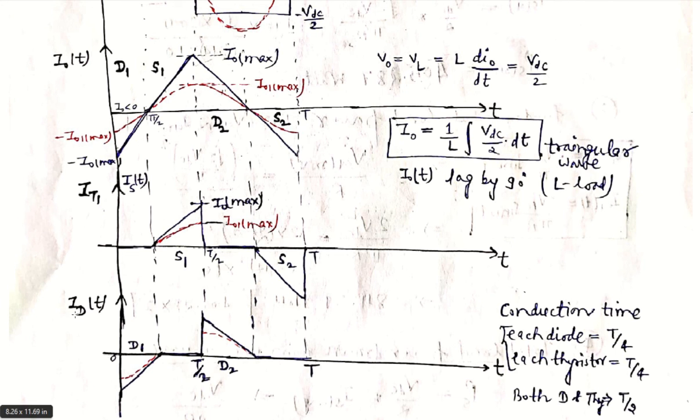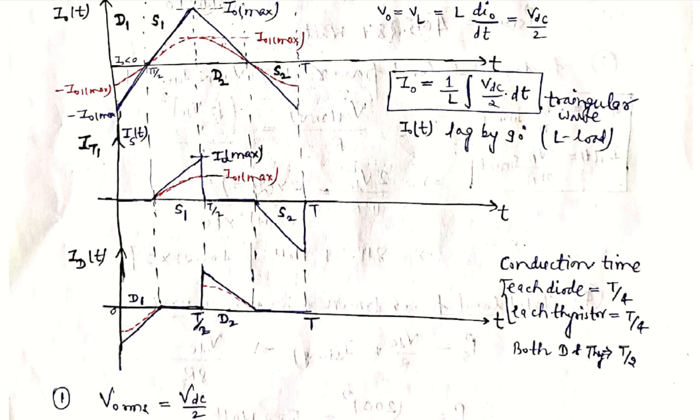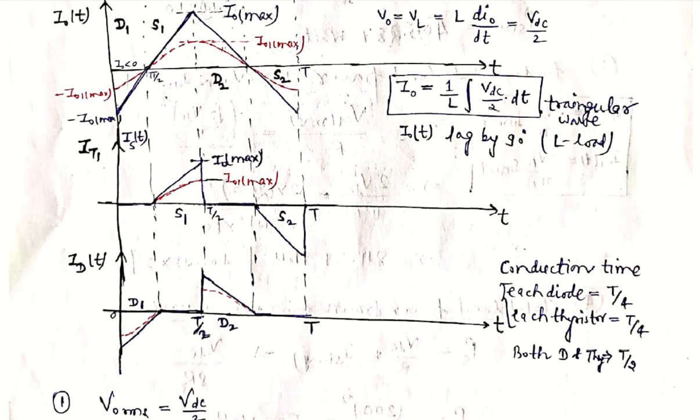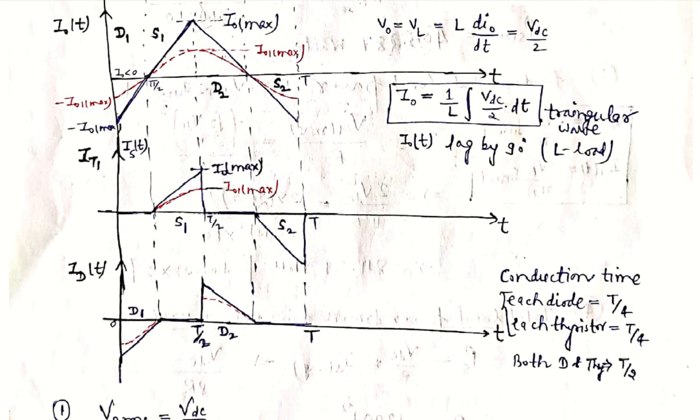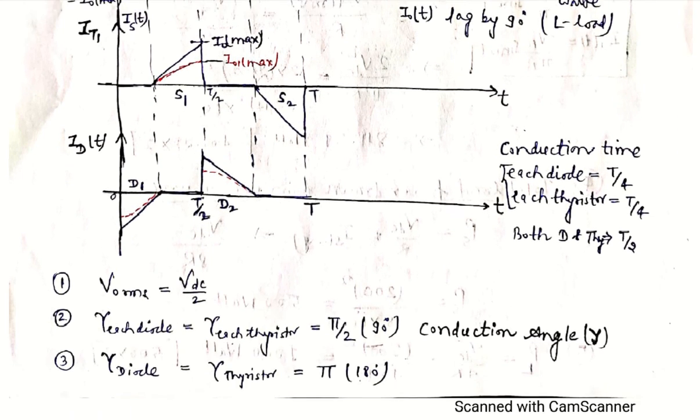In this waveform, for conduction time, each diode is conducting up to T by 4. From 0 to T by 4 diode D1 is conducting, and similarly from T by 2 to 3T by 4, that is a T by 4 duration, each diode is conducting. So we write conduction time: each diode conducts for T by 4, and each thyristor also conducts for T by 4, because of symmetry. If the question asks for both thyristor and diode, we add T by 4 and T by 4, so it is conducting up to T by 2 duration.